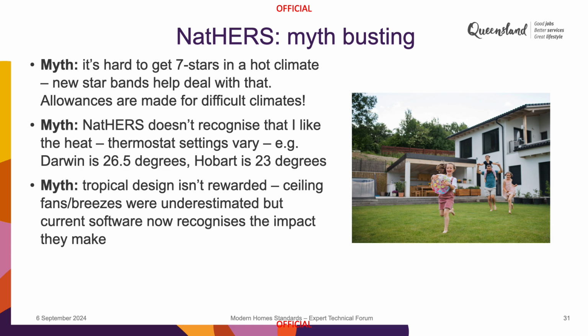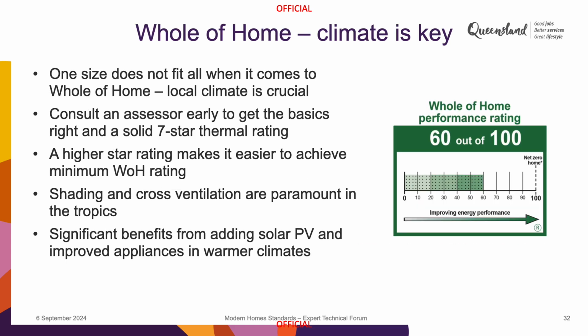23 degrees. The new software now recognises the ceiling fans and the breezes, which were previously underestimated. And it's really important to note that the NatHERS assumptions set behind the tool talk about the windows being opened when it's beneficial to do so, and the thermostat settings are modified if there is air movement available. So if the windows are opened, then you'll have that benefit through the NatHERS tools, whereas some of the other compliance pathways, you won't have that. Okay, so climate is key with whole of home.